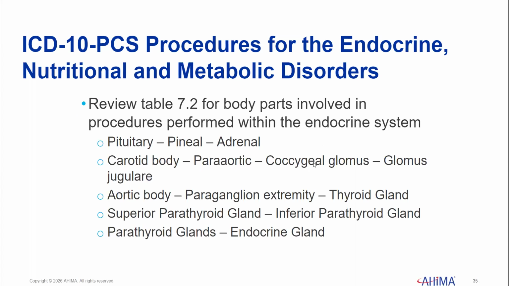Table 7.2 in your book talks about the body parts that are involved with the endocrine system. These are the glands: the pituitary, pineal, adrenal, carotid, all the different endocrine glands, parathyroid, thyroid, they're all listed here. I don't need to really go through them. But these are the ones that you'll see in the table in the code books when you go to assign those codes.